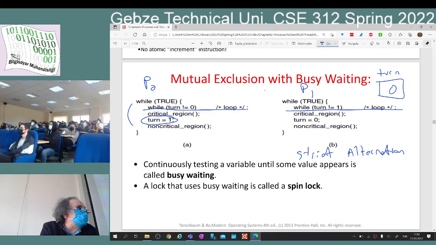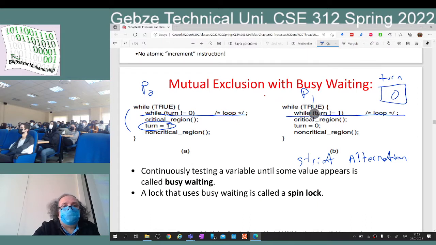Yes? What if one of the processes is terminated? Yeah, that's a very good point. What if, let's say, P0 is terminated. It is not running, but P1 is running, and P1 is waiting for turn to become 1. But since P0 is terminated, I cannot enter my critical region. So that's the violation of what? Rule number 4. Rule number 4 says that I don't have to wait until infinity to enter the critical region. Or if nobody is in the critical region, the critical region should be free for me to enter.